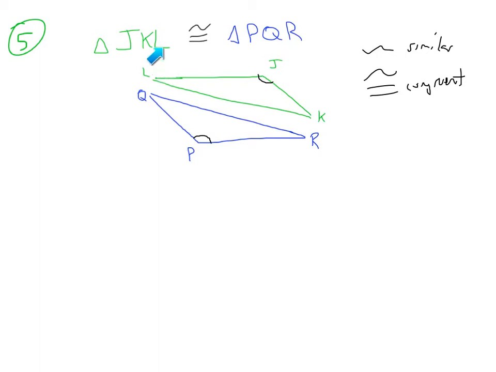Well, L is the last letter in this name, so it's going to correspond to angle R. And since we've already drawn two angles, each with one little semicircle, I'm going to draw angle L with 2. But we said angle L corresponds to angle R, so I'm going to give it 2 as well.